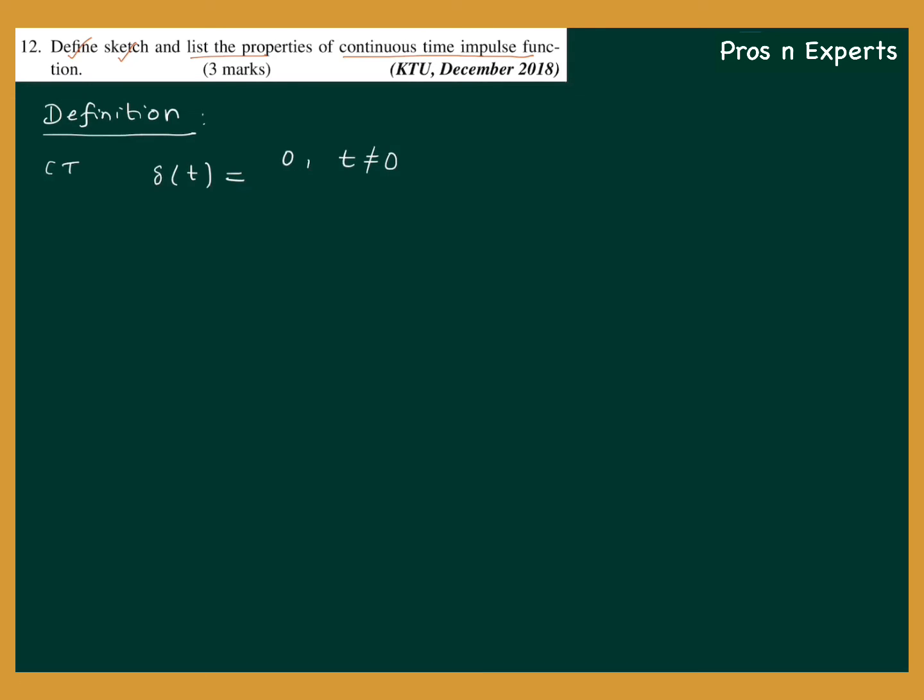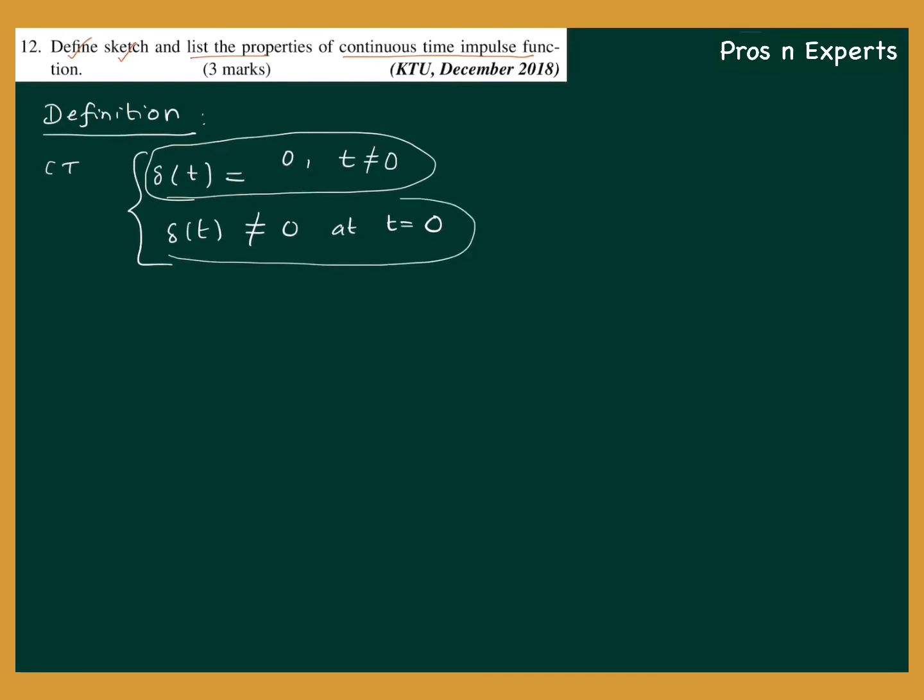Okay, and del of t is not equal to 0 at t equal to 0. Right, these are two conditions for an impulse signal. So for an impulse signal, del of t equal to 0 for t not equal to 0, and del of t is not equal to 0 at t equal to 0.